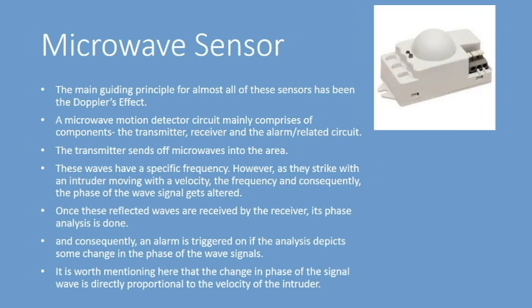However, as they strike an intruder moving with a velocity, the frequency and consequently the phase of the wave signal gets altered. Once these reflected waves are received by the receiver, its phase analysis is done, and consequently an alarm is triggered if the analysis depicts some change in the phase of the wave signals. It is worth mentioning here that the change in phase of the signal wave is directly proportional to the velocity of the intruder. Now my friend Sushant Daga will continue.